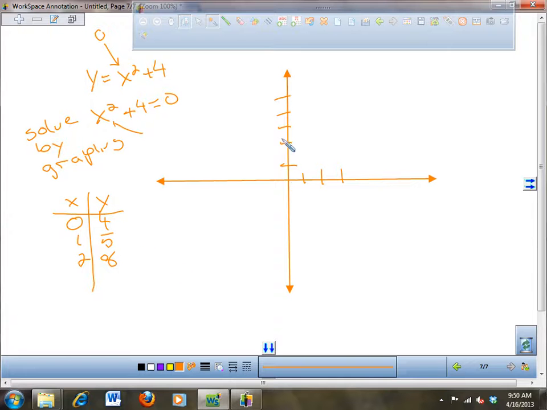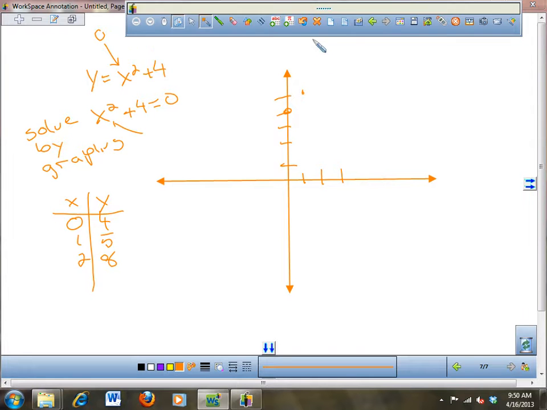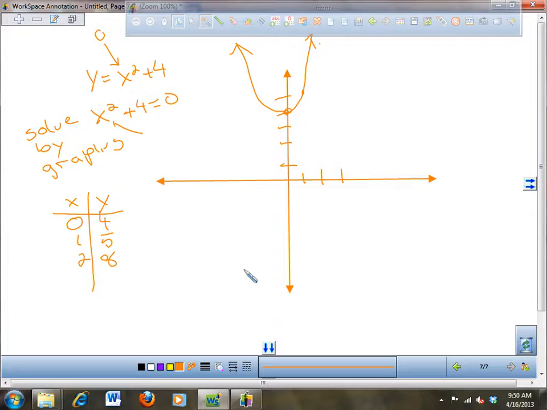So I have points on here, 0, 4. I have 1, 5, which is up here. And then I have 2, 8, which is way up here somewhere, which I can't see. So what I get is this parabola that's looking like this and like this. So the question is, when is x squared plus 4 equal to 0? When is y equal to 0?